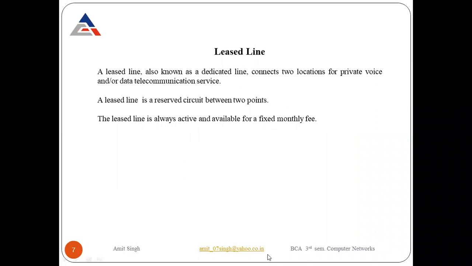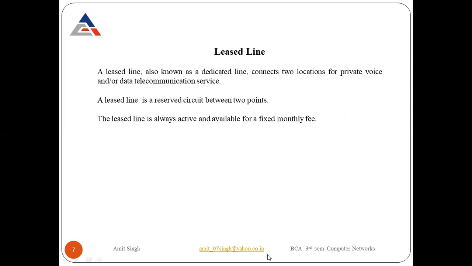Now, the next is the leased line. What is a leased line? A leased line is also known as a dedicated line. Dedicated means a point-to-point connection between a sender and receiver. A single and private connection between two devices is called dedicated. It connects two locations for private voice and or data communication services. This is called a leased line. A leased line is a reserved circuit between the two points. It is a reserved circuit. Why is it called reserved?